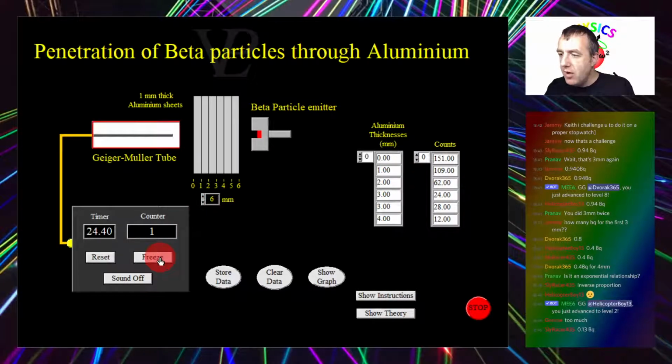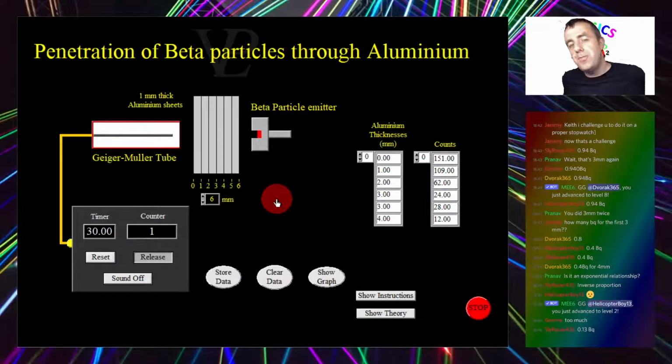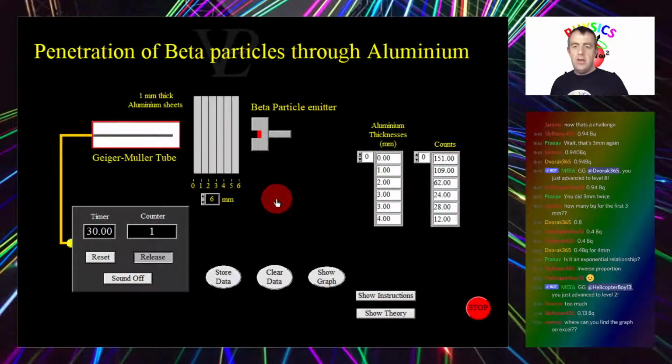You might even want to think about 1 divided by 30. You might even want to think about what you would do to check if it's an inverse square or an inverse relationship or an exponential decay, which is what Pranav thinks it might be.